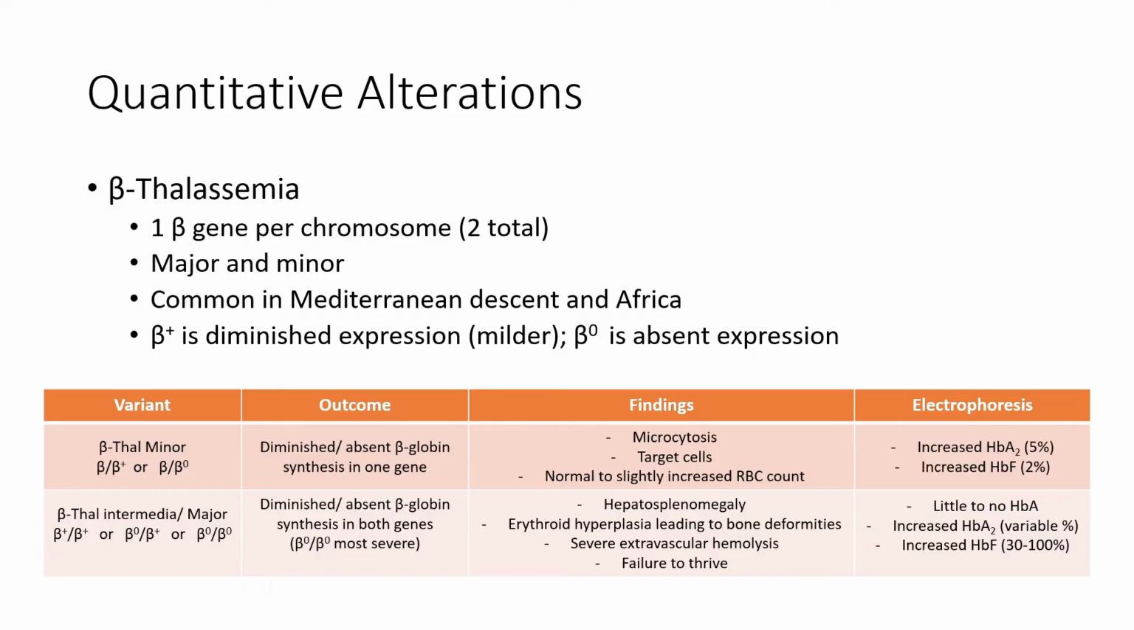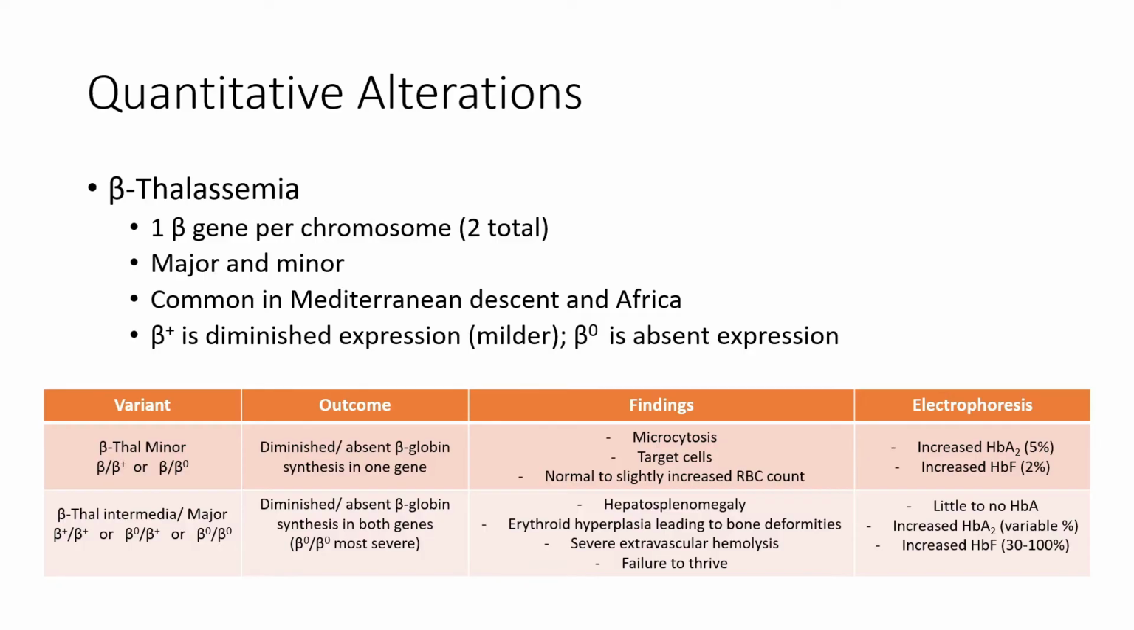Beta thalassemia is common in Mediterranean and African regions and comes in both minor and major forms as a result of either diminished or completely absent beta globin synthesis. Diminished synthesis is designated with a plus sign, and absent synthesis is designated with a null sign. Beta thal minor, or trait, is the result of beta plus or beta null in one of the beta globin genes. These are often clinically silent or have very mild symptoms.